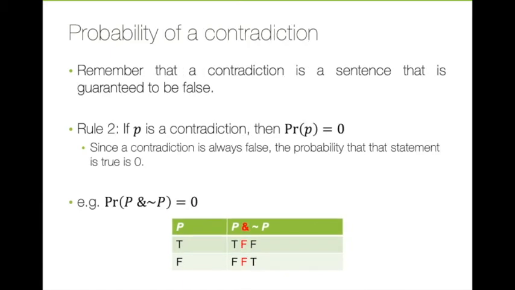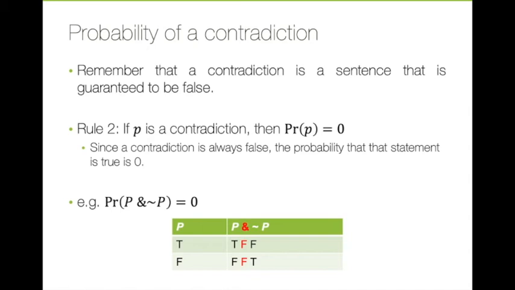There's also a rule that tells us the probability of a contradiction. Remember, that's a sentence that's guaranteed to be false. Again, regardless of how many connectives it has or how complex it is, if it's guaranteed to be false, it's a contradiction and it will obey this rule. So if our sentence P, where that can stand for a sentence of any degree of complexity, is a contradiction, then the probability of P is equal to 0.